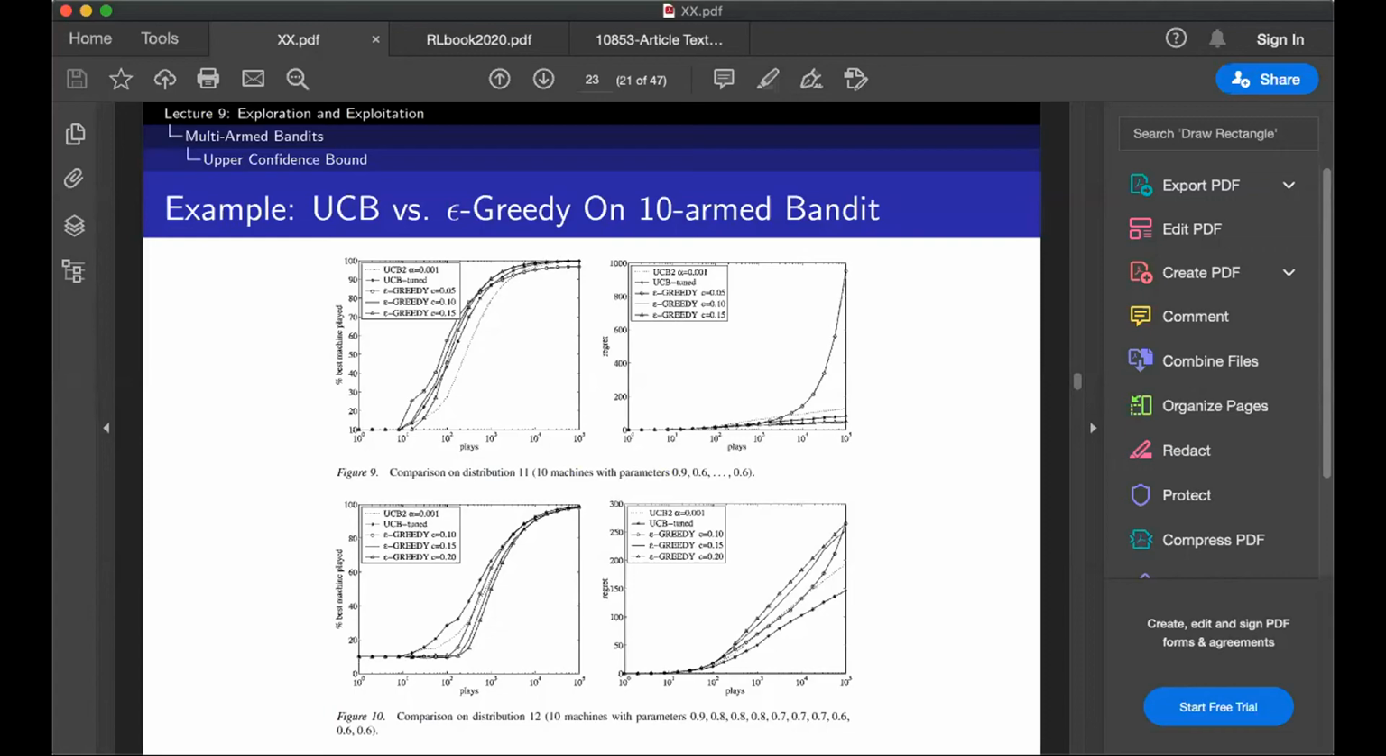Pause share, stop share, and I'm going to share the summary. I think this is it.